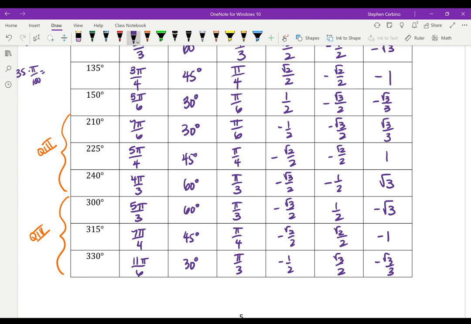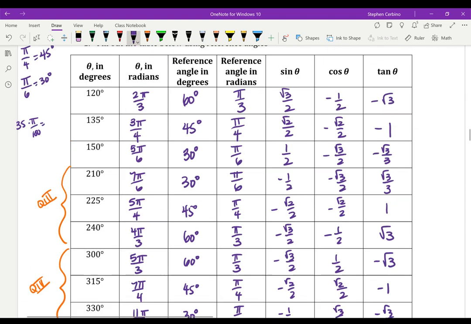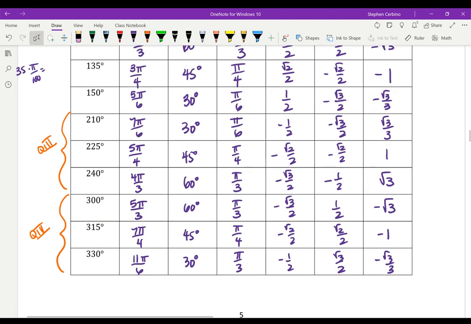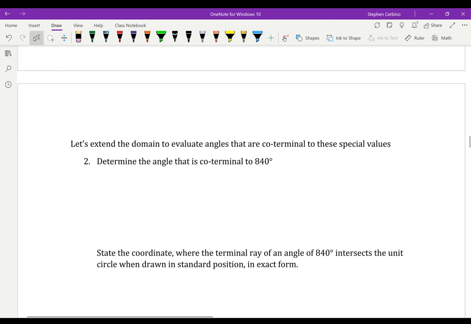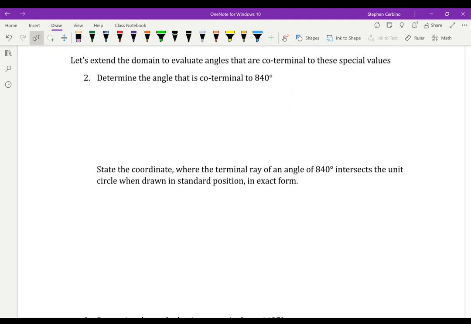But looking for patterns, looking for those kinds of things to help us do this is important. But basically, it's all coming back to the reference angle and what quadrant we're in, which is what we spent a ton of time on in the last part of this chapter. So now that we have this whole big chart filled in, we can answer questions like number 2.